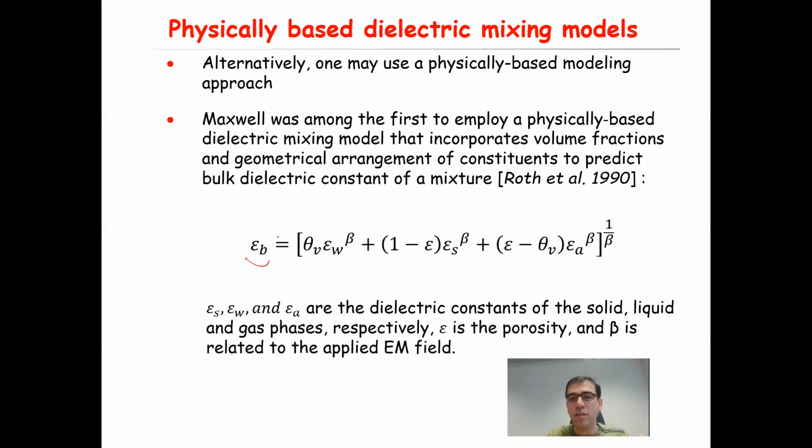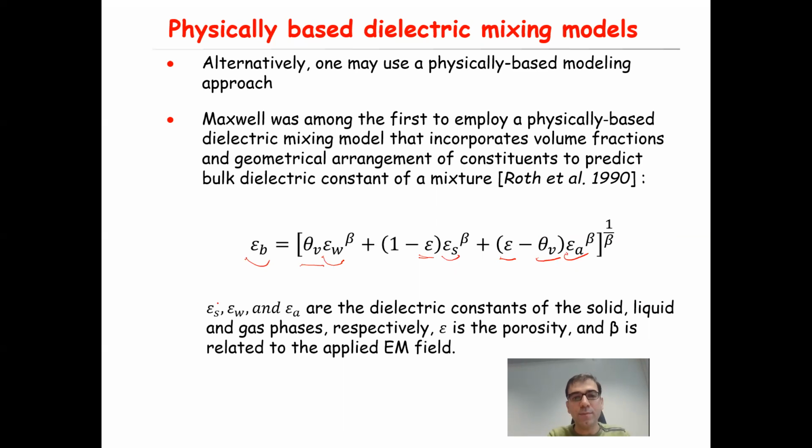So here, the effective dielectric constant of this medium that includes water, air, and solid phase is equal to theta v, that's the water content, times epsilon w, the dielectric constant of water, with the power of beta, plus 1 minus epsilon, where epsilon here is the porosity of your soil, times epsilon s, that is the dielectric constant of the solid phase or sand particles, soil particles, with the power of beta, plus epsilon, that is the porosity, minus theta v, that is the unknown here, we want to calculate the water content, times epsilon a, which is the dielectric constant of air, with the power of beta, and everything again with the power of 1 divided by beta.